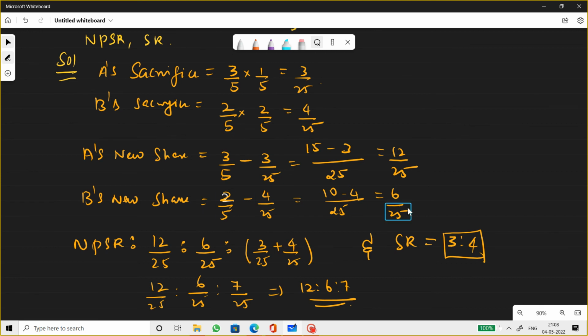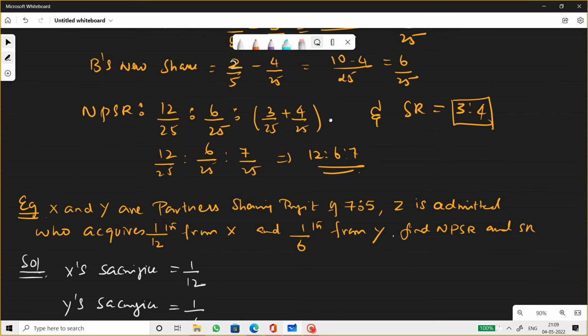Likewise for B. Then find the new profit sharing ratio. For A and B, we know the share in the new ratio. But for C, what these two partners sacrifice will become the share of the new partner. So you have to add 3/25 plus 4/25, which is 7/25. So this is the NPSR. And the sacrifice we already found above, so same thing.